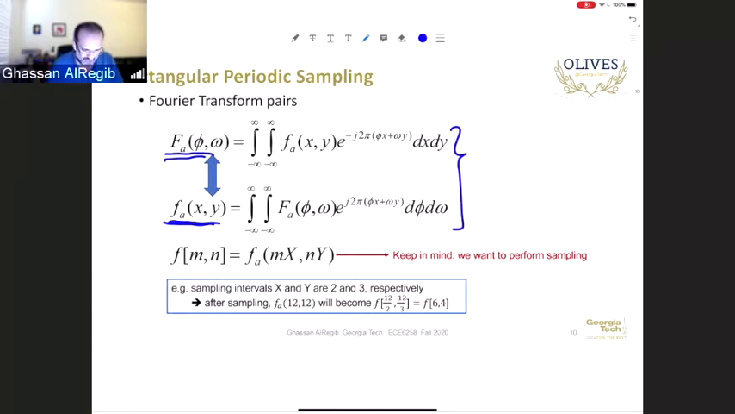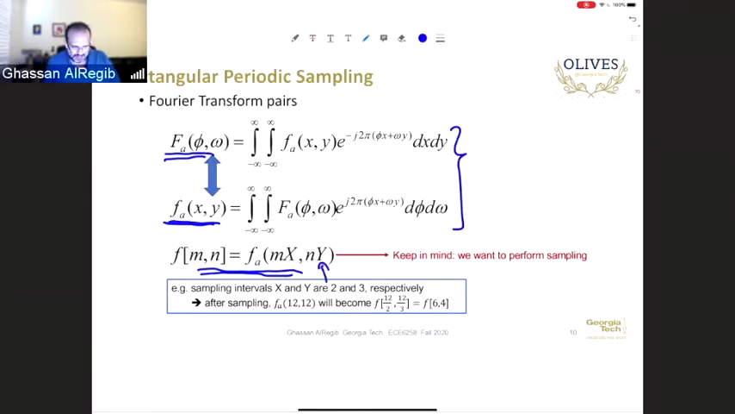And now the second thing is how we are obtaining our digital signal f of m and n from our analog signal f a. And for this specific situation, we have a rectangular lattice. Then we can replace the small x with m as an index, and capital X, which is the sampling interval in the X direction. And we replace the small y with n, which is the index for our discrete signal f of m and n, and capital Y, which is the sampling interval in the Y direction.